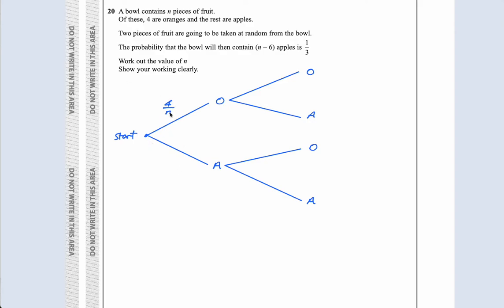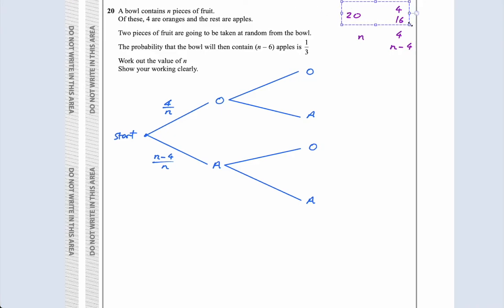If 4 out of n are oranges, let me give you another example. If there were 20 pieces of fruit and 4 were oranges, how many would be apples? Well, obviously 16. So similarly, if there are n pieces of fruit and 4 are oranges, it has to be n minus 4. That's how we know the probability of choosing an apple would be n minus 4 out of n, because there are n minus 4 apples out of n.